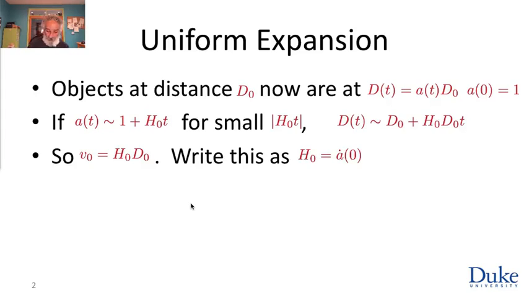So we write this expression, this statement, as the statement that the Hubble constant at the present, at t equals 0, the Hubble constant Hubble measured, is a dot, the rate of change of this function a, at t equals 0.